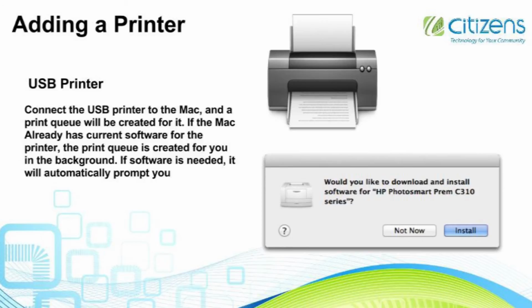Now we're going to talk about adding a printer. If you have a printer and you connect it with a USB cable, the connection should automatically come up on your Mac. And if your Mac already has the current software for the printer, the print queue is created for you in the background. If software is needed for the printer, it will prompt you, like the window that I have shown on the very right. So if you don't have certain software for the printer that is needed, it will come up and you can install it through that process.